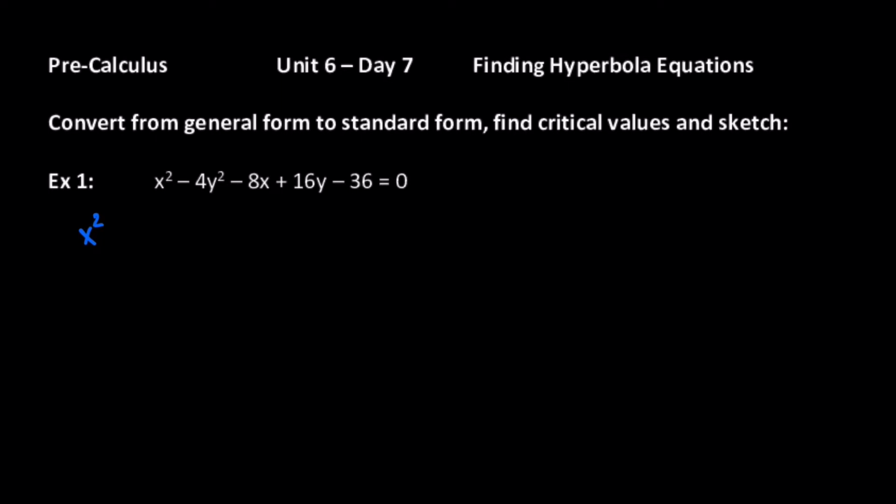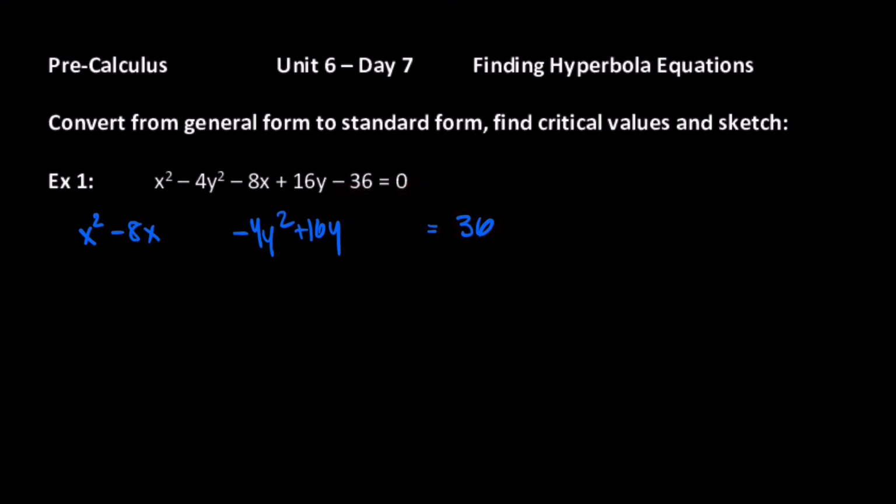First, let's group our x's. X squared minus 8x, give yourself some room to complete the square. Group the y's, negative 4y squared plus 16y. Add 36 to both sides, right? Undo that, so it's adding 36, positive there.